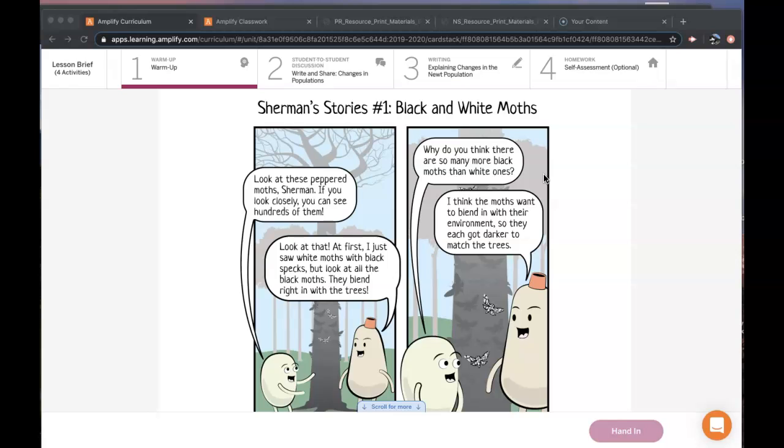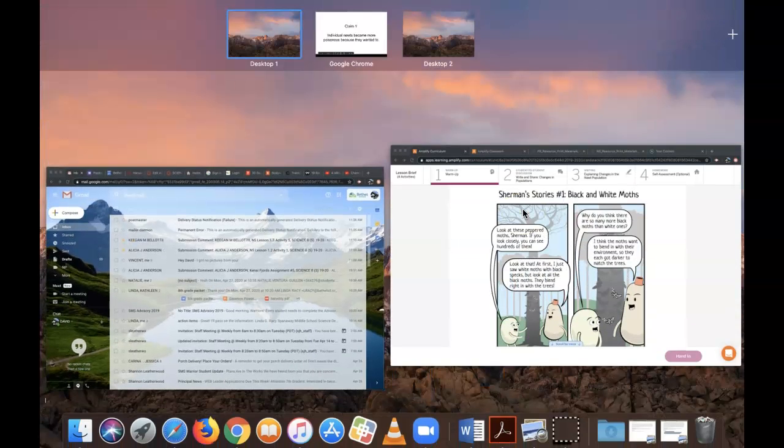So Sherman is making a claim about the peppered moth population. And his claim is that the moths changed because they want to blend in with their environment. So this is similar to one of the claims about the newt population, and that's claim 1. Claim 1 says individual newts became more poisonous because they wanted to.